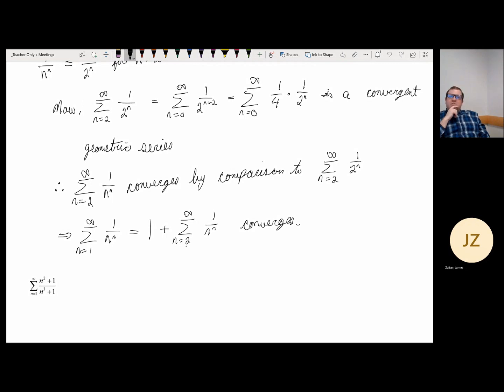Could try the integral test. The integral test will work. Problem is, that's going to require partial fraction decomposition. Combine that with the fact that it's an improper integral, and that's a hard pass for me. Direct comparison test is going to be a little tricky.